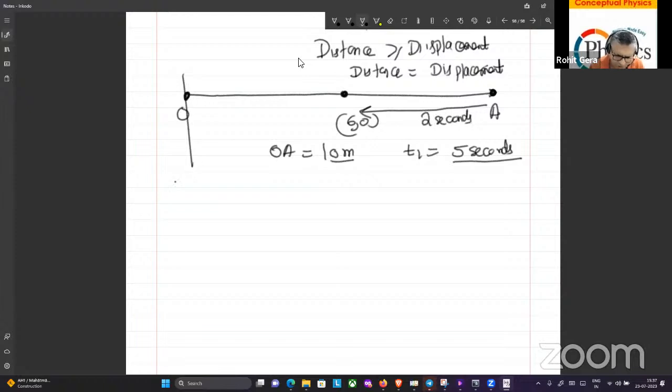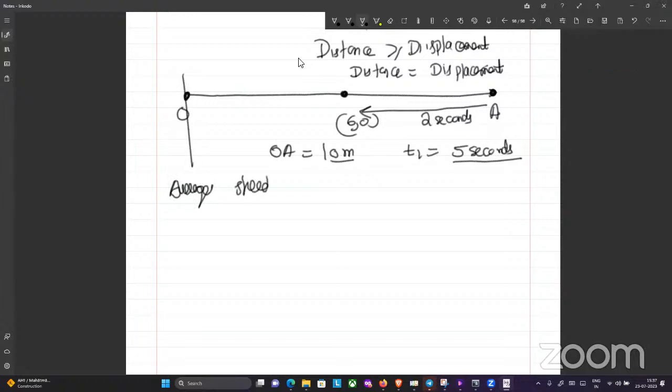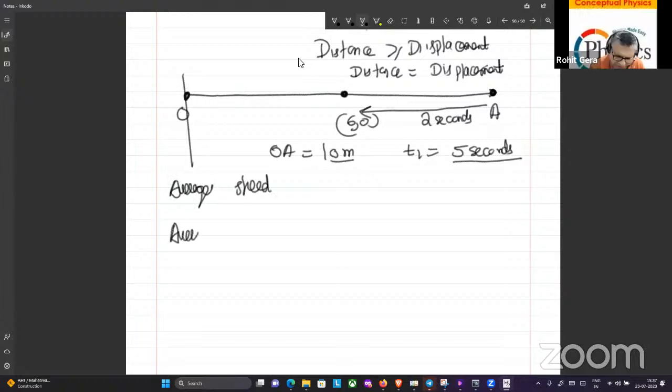My question to you is, what is my average speed? And also tell me what is my average velocity. Remember, I told you speed and velocity are same only when you're not turning back. If you're turning back, they're not same. Now the question is on understanding of the concept of average speed versus average velocity through this example. What do you think is the average speed?